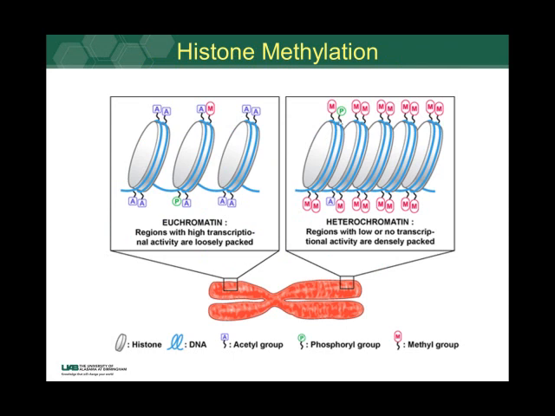Methylation is just the opposite of acetylation. When DNA or the histone is methylated, it leads to inactive transcription, or shutting off transcription, because the chromatin is more compact, whereas demethylation will open it up and make it more active, because it's less compact. The more compact one is called heterochromatin, and the less compact is called euchromatin.